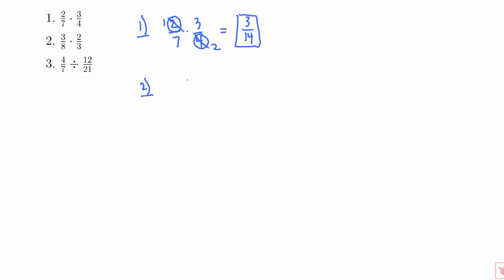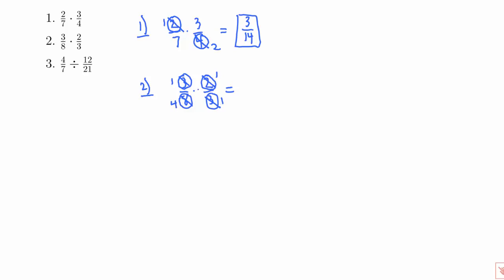Now look at number 2. We have 3/8 times 2/3. Again, you could just multiply straight across and simplify. I don't recommend it, because if you notice, this 3 and this 3 share a common factor of 3. So 3 divided by 3 is 1, and 3 divided by 3 is 1. But notice again that this 2 also shares a common factor with this 8. So 2 divided by 2 is 1, 8 divided by 2 is 4.